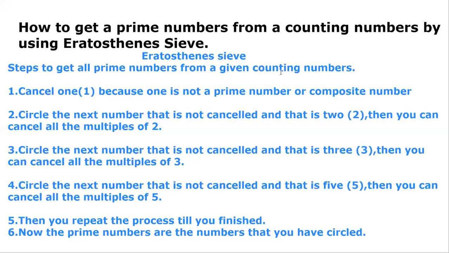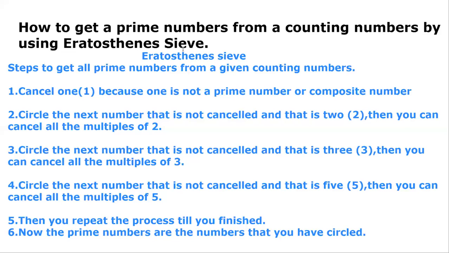If the question asks for prime numbers less than 60, it means from 1 to 60. You can even be asked for prime numbers less than 10. It's as simple as listing 1 to 10. Then you derive the prime numbers within 1 to 10.